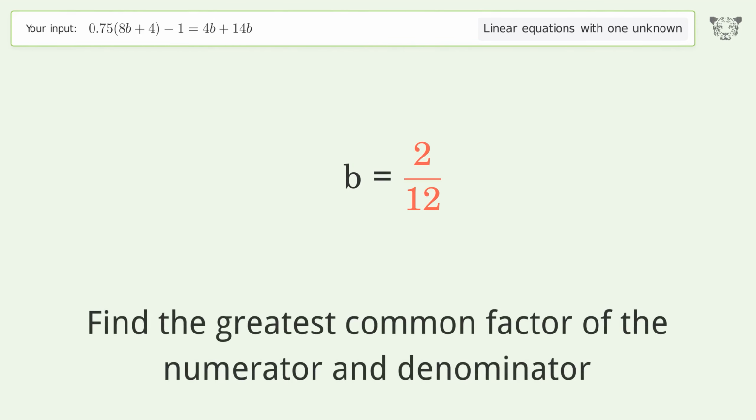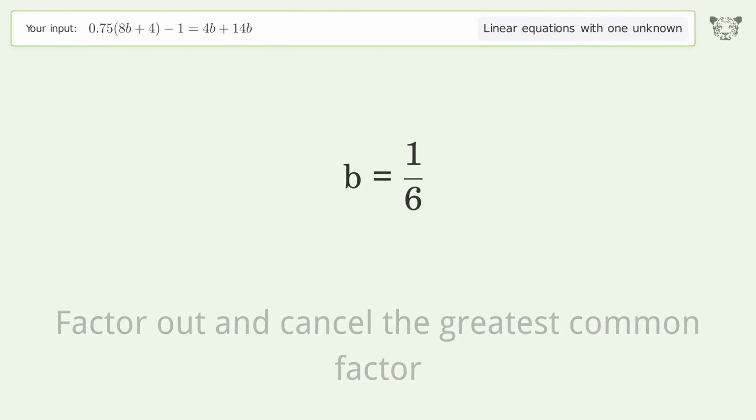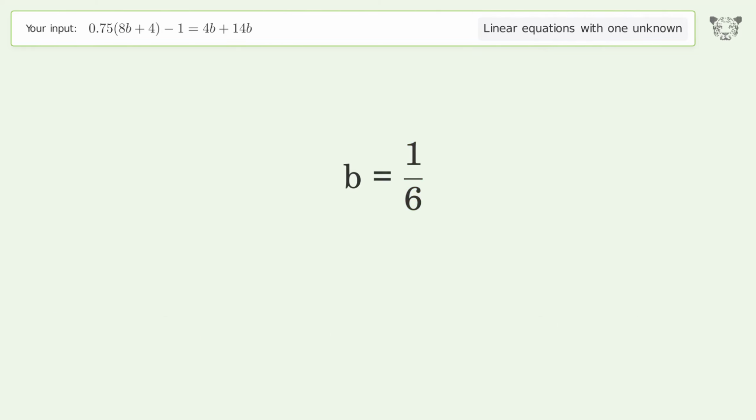Find the greatest common factor of the numerator and denominator. Factor out and cancel the greatest common factor. And so the final result is b equals 1 over 6.